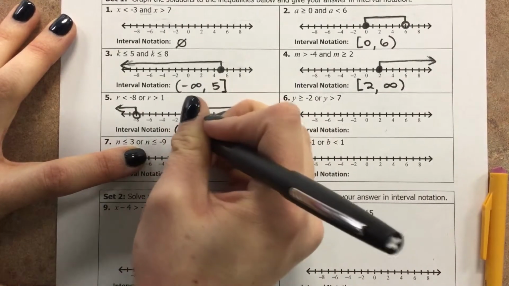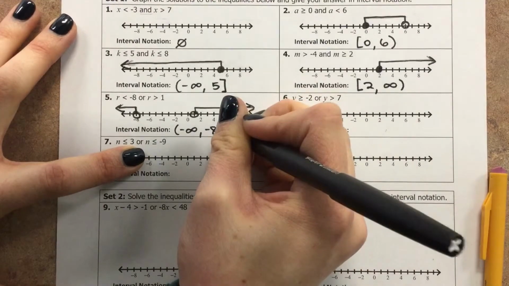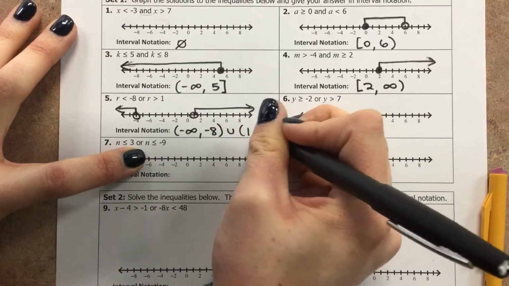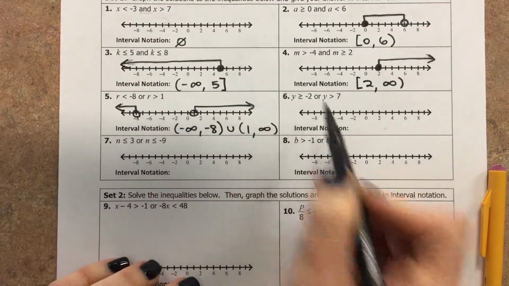So from the left up until -8, not included. Then a little union symbol to bring these two sets together. Next set starts at 1 and goes off to the right. So that one's just kind of a normal OR graph. Let's see how this one plays out.